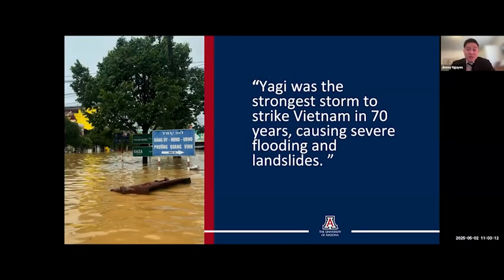It hit multiple countries in Southeast Asia in early September 2024 last year. This included countries like China, the Philippines, Laos, Thailand, and Myanmar. But the most significant impacts were in Vietnam. Typhoon Yagi was the strongest storm to strike Vietnam in 70 years, causing severe flooding and landslides.